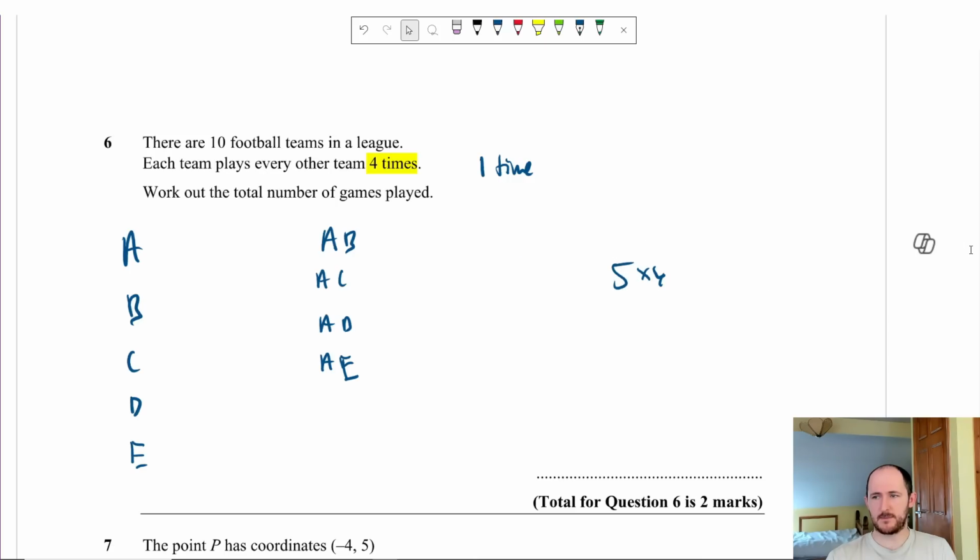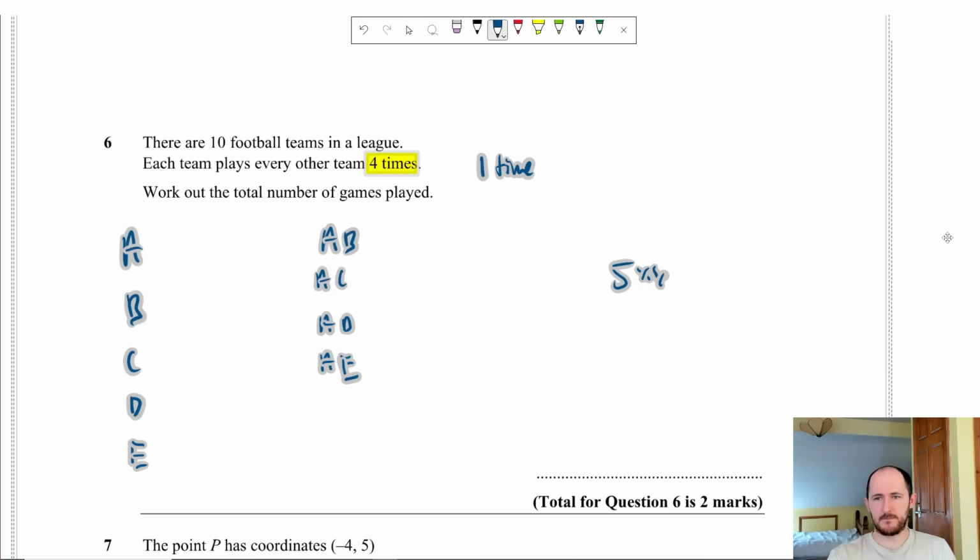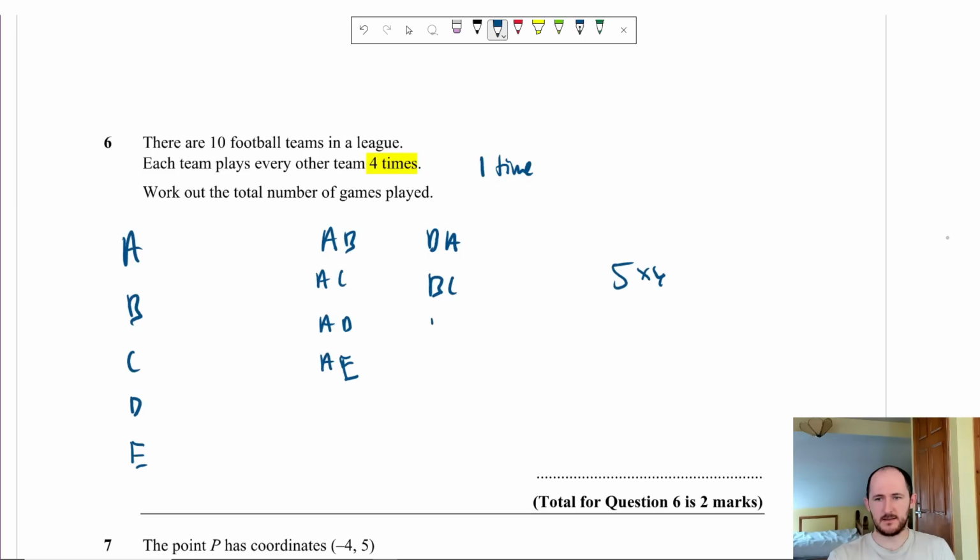If I write out the teams that B will play, you will get BA, BC, BD, BE. And if you notice, look at that. AB and BA are the exact same match. So that means that isn't a unique match, which means I don't want to count that twice. So in actuality, each team will then play 1 fewer team as they go along.